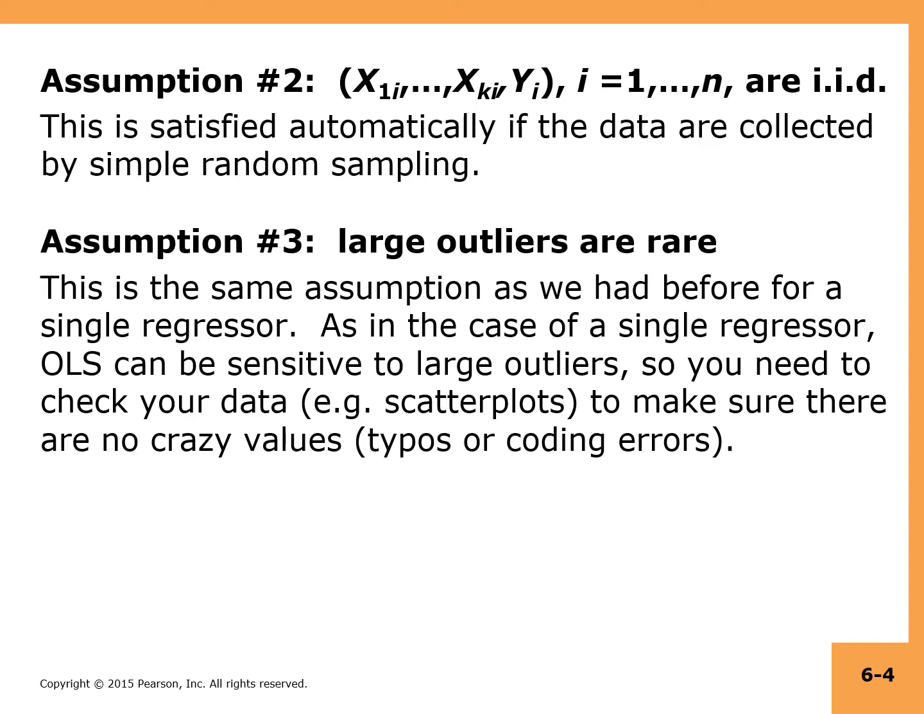Like in simple linear regression, the second assumption says that all of the observations need to be identically and independently distributed. And this second assumption is satisfied when the data are collected by simple random sampling. The third assumption says that large outliers are rare. In simple linear regression, we showed that one large outlier can impact the estimate of beta 1, or our slope coefficient. So because your regression model can be sensitive to outliers, it's important for you to check the data first, for instance, by looking at the scatter plot and making sure that there are no crazy outliers due to typos and coding errors.